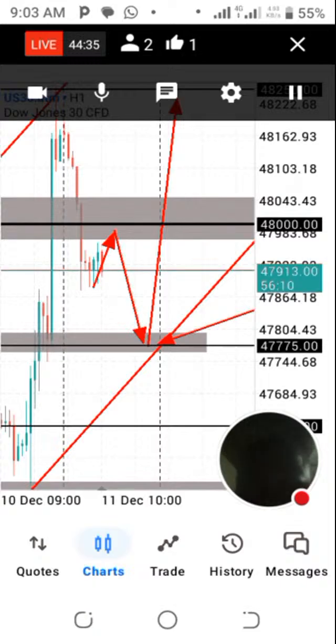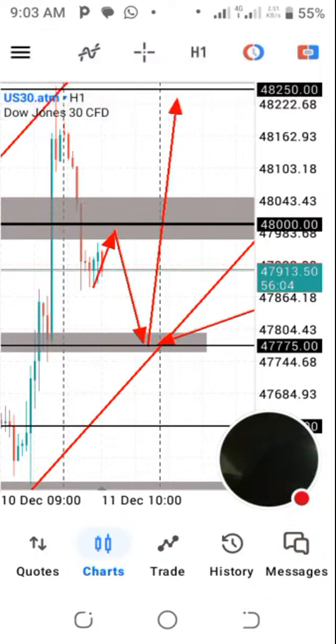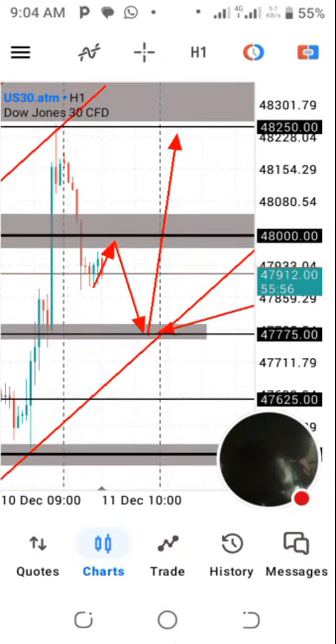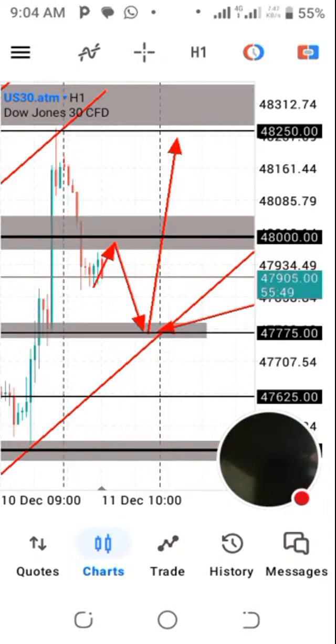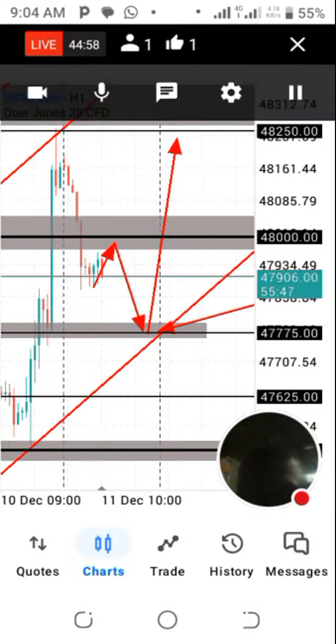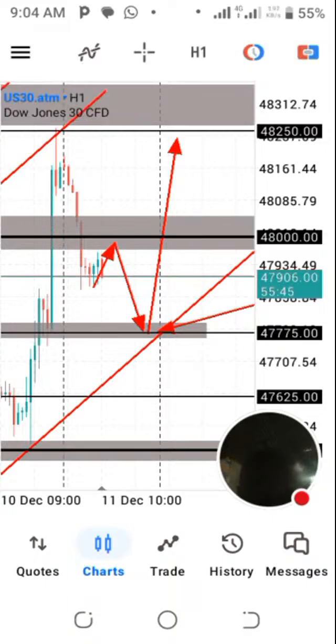All right, the market is already dropping. Seems like this market wants to drop already, so we are still waiting for it. The market gets there, then we take action from it.